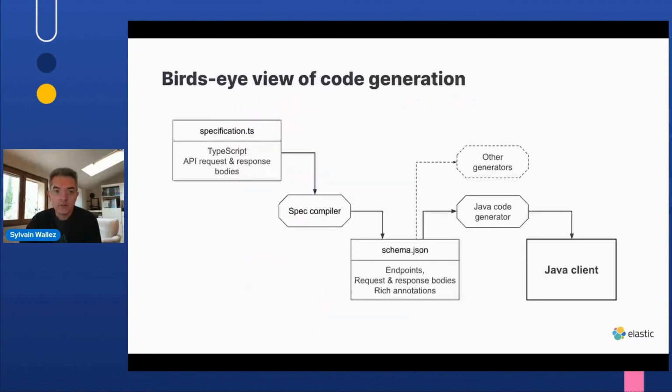So the process looks a bit like this. We have our specification TypeScript files that go through a specification compiler that is also in the same GitHub repository, and that produces a giant JSON file that contains everything in a standardized form that captures everything that is specific to Elasticsearch. And from there, we have a number of code generators that create the final clients.